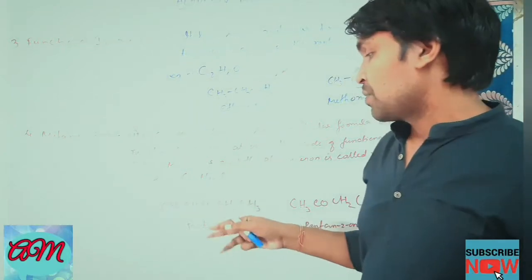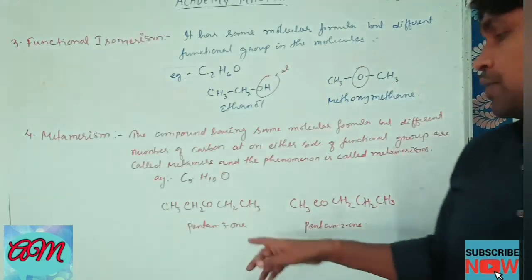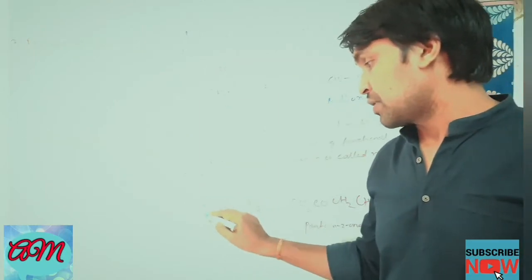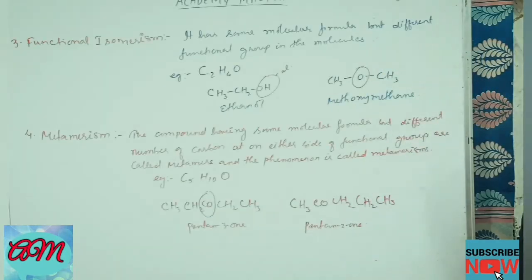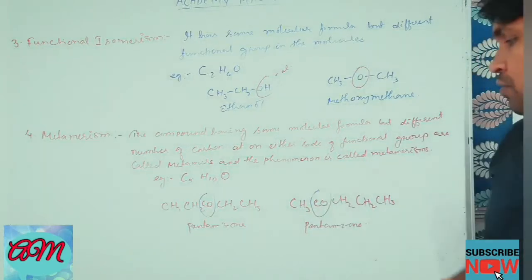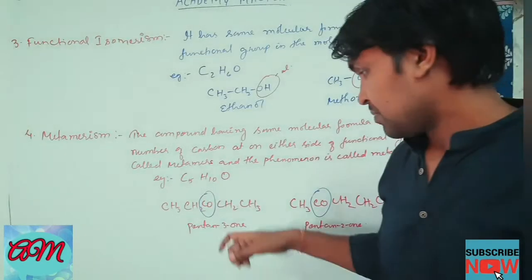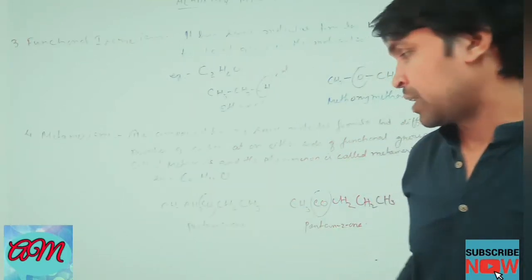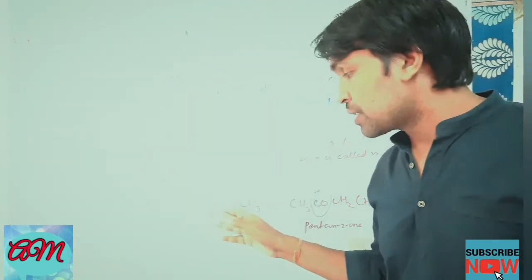For example, you see this compound pentan-3-one. So here the functional group is CO. This is the functional group, the carbonyl group. So it is nothing but what we call a ketone. This is a ketone group. So CO is the functional group.